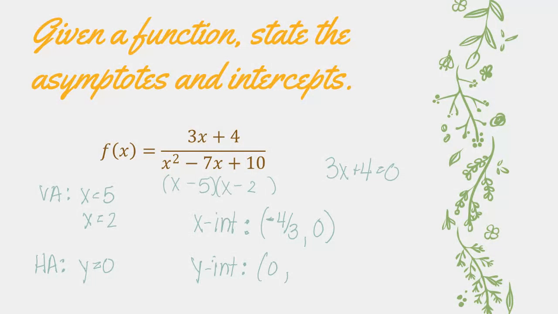So I'm going to put 0 in for all three x's, and I'm going to figure out what I have left, which is 4 over 10, which reduces to 2 over 5. That is my y-intercept. You can only have one y-intercept. It's possible to have 2 or more x-intercepts. Again, that has to do with the degree of the numerator. Most of the ones we're looking at, the degree will be 1, so you will only have one x-intercept. It is possible to have 2, okay?